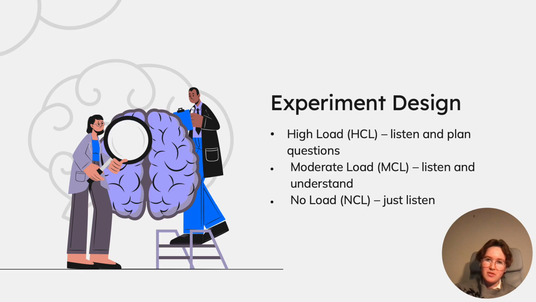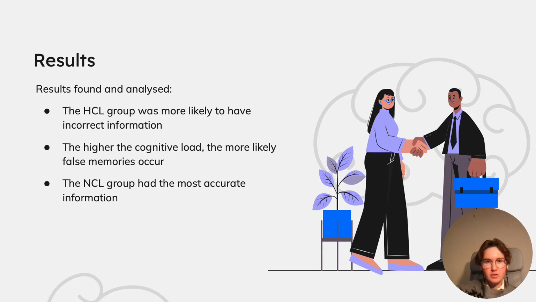99 participants were assigned to one of three groups: high, moderate, or no cognitive load, as represented by HCL, MCL, or NCL. They then watched a mock witness statement. HCL participants had to plan questions while watching, as well as piecing together the entire story based on information provided. MCL participants simply focused on understanding, and NCL participants just listened. Afterwards, all completed a free recall and cued recall test to assess their memory of the statements and how accurate their memory recall was, as well as a NASA TLX survey to measure cognitive load.